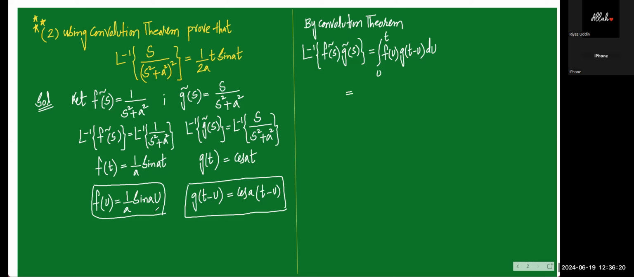The f of u value is this one here we have, correct? Yes, sir. Take 1 by a outside, this is 0 to t of sin au into cos of a into t minus u. We multiply in t minus a, into du.